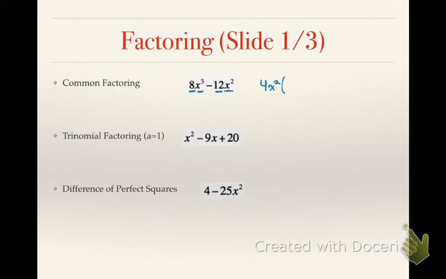Once you find that common factor, then in parentheses you're going to write what's remaining after dividing that common factor from each term. So if you divide 8x cubed by 4x squared, you get left with a 2x. Notice all the signs stay the same, so minus. And then divide 12x squared by 4x squared, you get just 3. There is your factored form using common factoring.